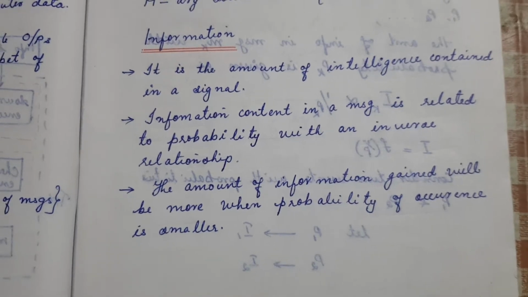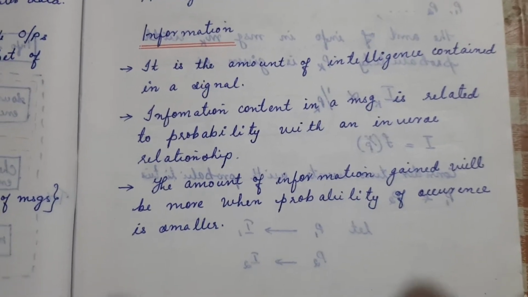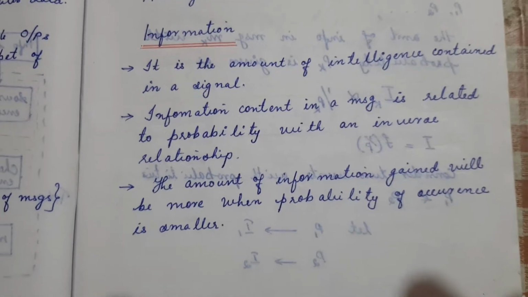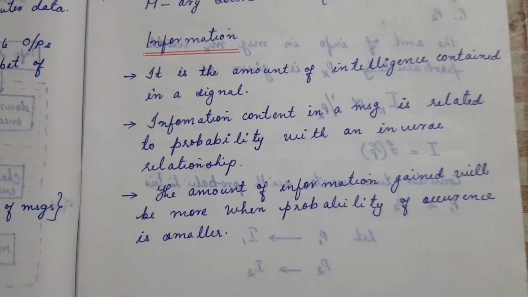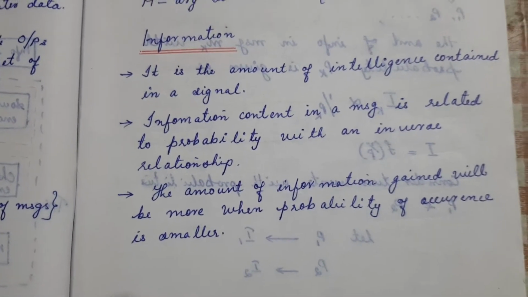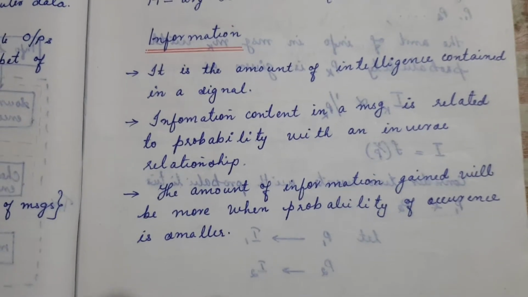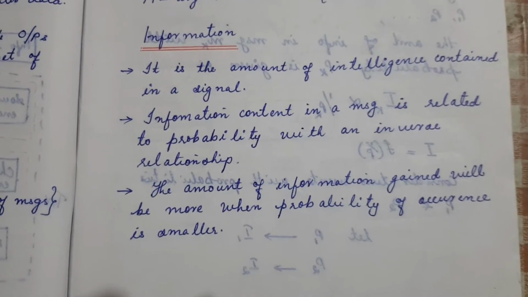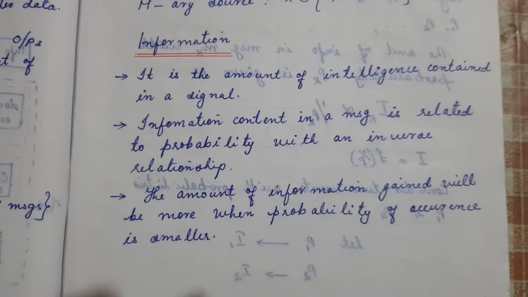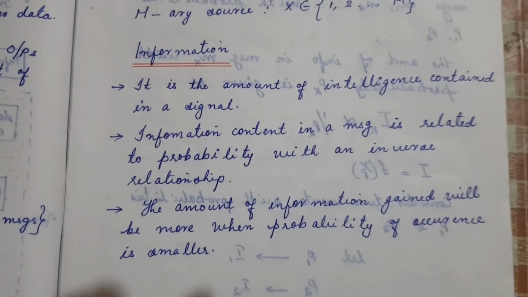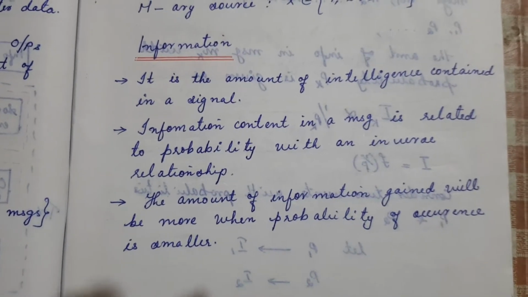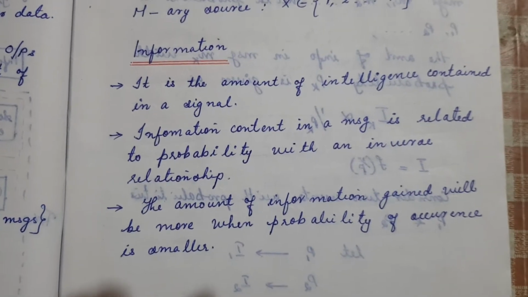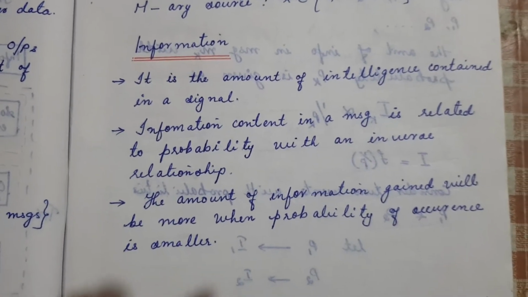Hi all, this is a very small lecture video on the topic information, how we can mathematically model information and how we can calculate the information contained in a message or a signal. So first of all, we can define information as the amount of intelligence that is contained in a message or a signal, the amount of intelligence that is conveyed by a message or a signal.